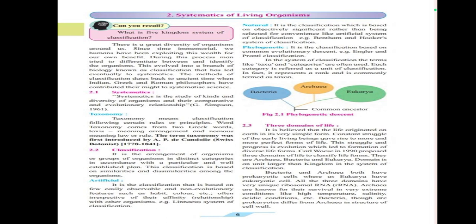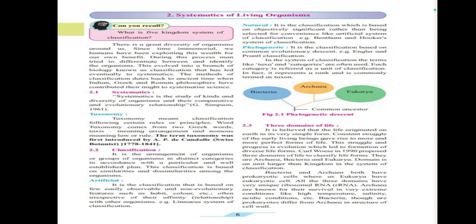Systematics. Systematics is the study of kinds and diversity of organisms and their comparative and evolutionary relationship. G. Simpson, 1961. Taxonomy. Taxonomy means classification following certain rules or principles. The word taxonomy comes from two Greek words: taxis meaning arrangement, nomos meaning law or rule. The term taxonomy was first introduced by A.P. de Candolle, Swiss botanist, 1778 to 1841.